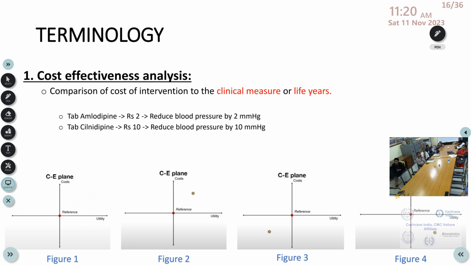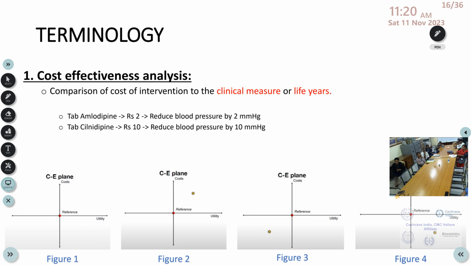And this is called the CE plane. Just want to highlight this. So figure 1 is a reference standard. This is the X and Y axis. The X axis shows utility. As you go positive it means it's more useful, and the Y axis shows cost. The positive is costlier and the negative Y axis is cheaper. So this is cheaper, this is costlier.